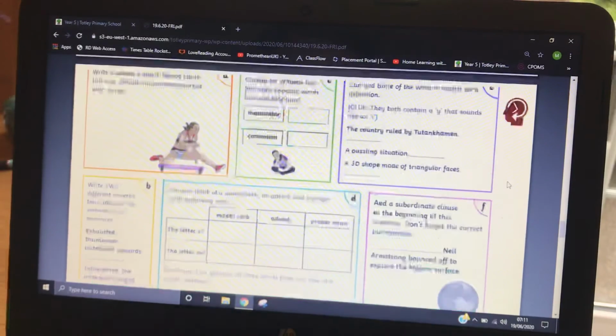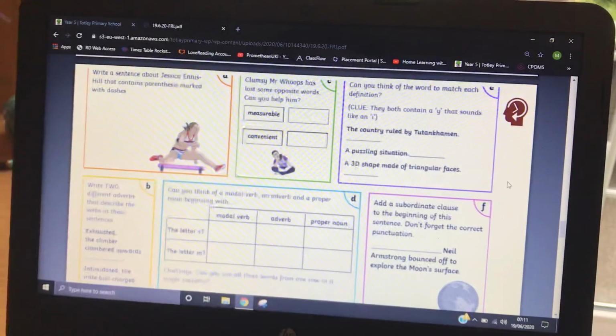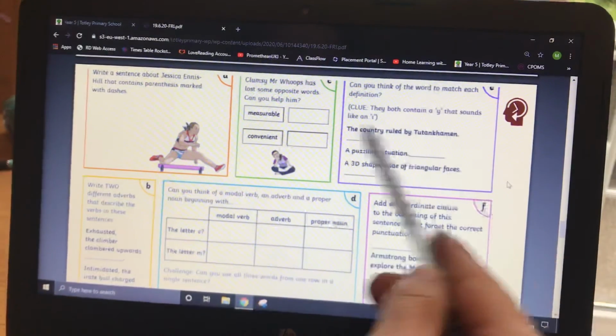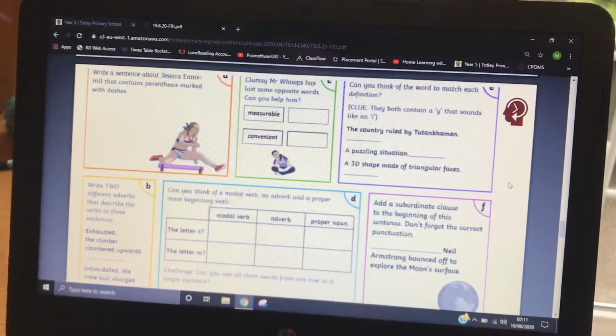And then what have we got? The letter, these words contain the Y that sounds like an I. So the country ruled by Tutankhamun. Oh, that's Egypt, isn't it? Egypt, yeah, because you go Egypt, which is actually the Y. Oh, sorry, I said sounds like an I, it's not, it sounds like it. A puzzling situation. Ooh, mystery. Mystery, but it's a Y.